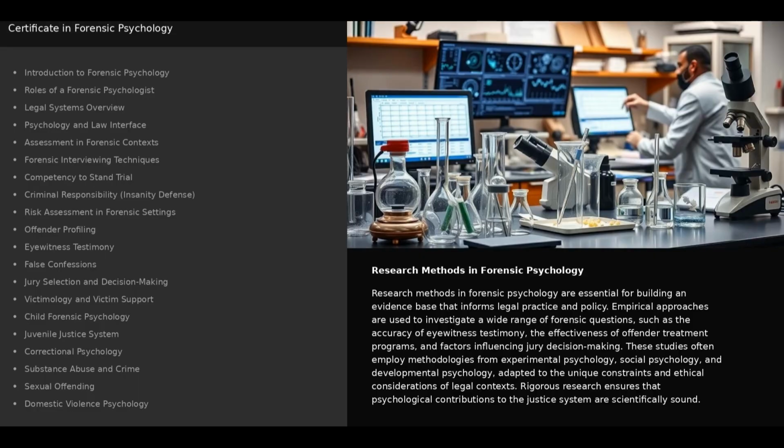Research methods in forensic psychology. Research methods in forensic psychology are essential for building an evidence base that informs legal practice and policy. Empirical approaches are used to investigate a wide range of forensic questions, such as the accuracy of eyewitness testimony, the effectiveness of offender treatment programs, and factors influencing jury decision-making. These studies often employ methodologies from experimental psychology, social psychology, and developmental psychology, adapted to the unique constraints and ethical considerations of legal contexts. Rigorous research ensures that psychological contributions to the justice system are scientifically sound.